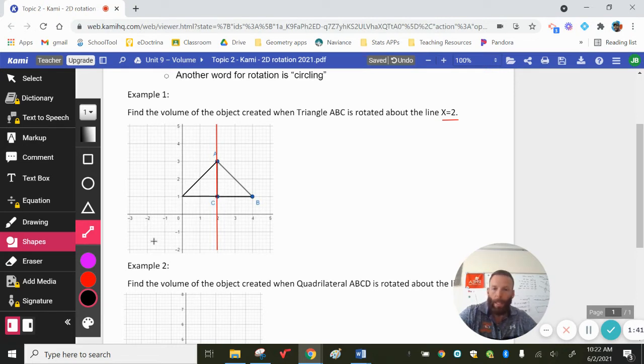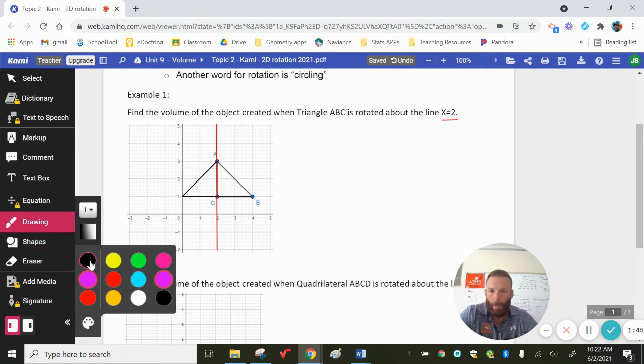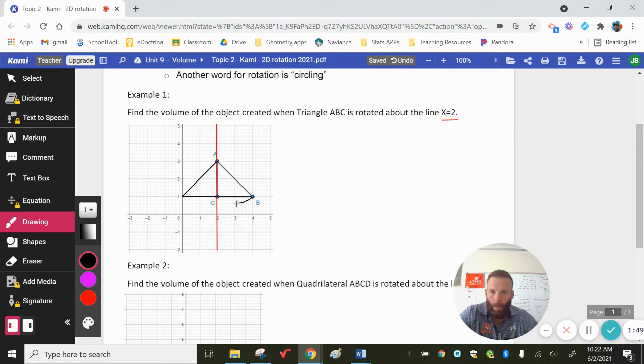When I rotate, I'm going to be circling around this line. So not only is it going to reflect, but it's also going to circle. I'm going to try to make a circle from here to here and then out and back around like this. So you see what happens when I start with the triangle ABC and I rotate it around that line, x equals 2. What I create is a cone, and I want to find the volume of this cone.